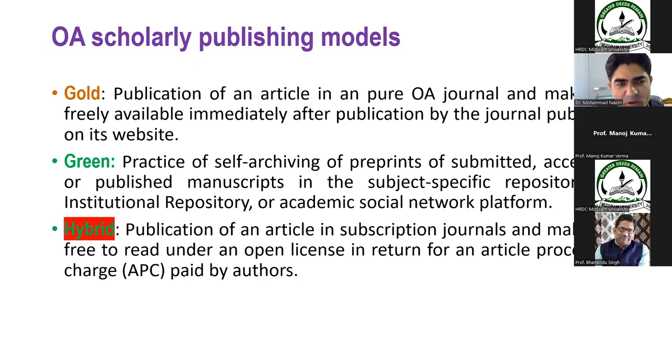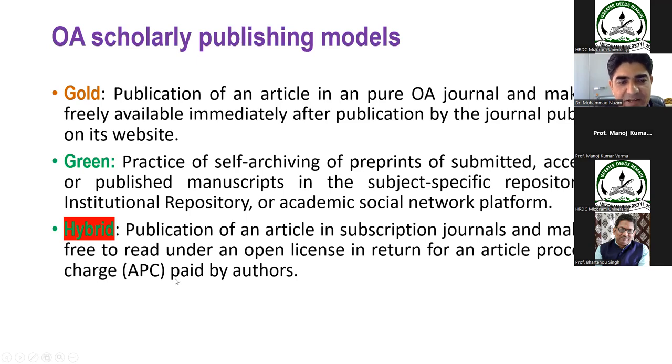In between, there are some more open access models, like gray, black, and white. I am not going to discuss those; the major models are gold, green, and hybrid. One of the easy ways of making your research freely available is green, where you can deposit your preprints in any institutional or subject-based repository where everybody can read your research. This is a very easy way of making open access successful.